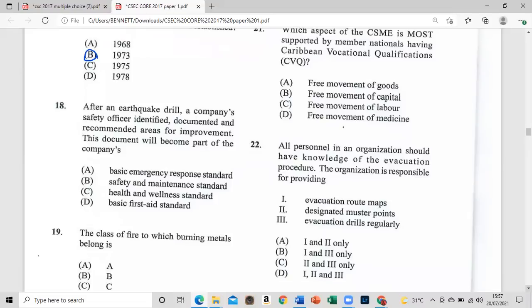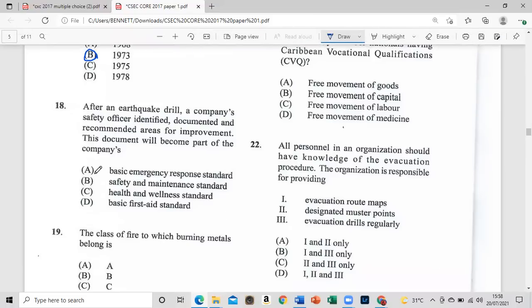After an earthquake drill, a company safety officer identified, documented, and recommended areas for improvement. This document will become a part of the company's: A, basic emergency response standard, B, safety and maintenance standard, C, health and wellness standard, or D, basic first aid standard? And that is basic emergency standard.